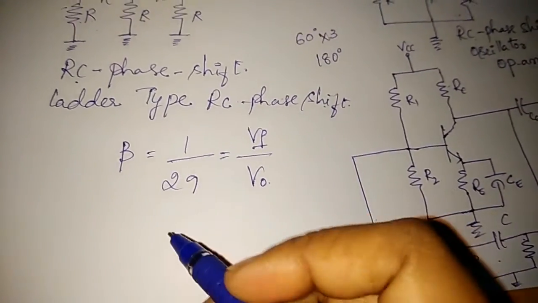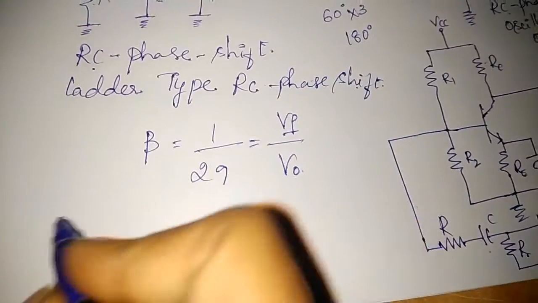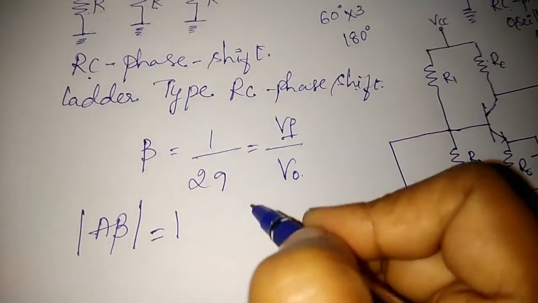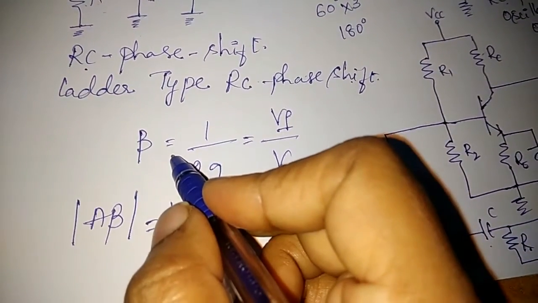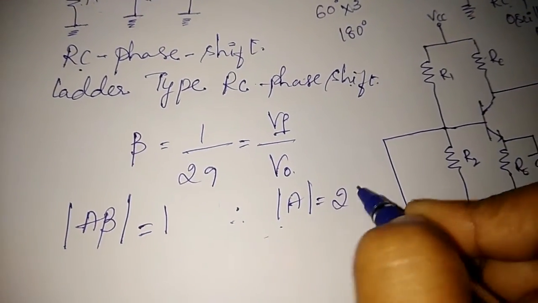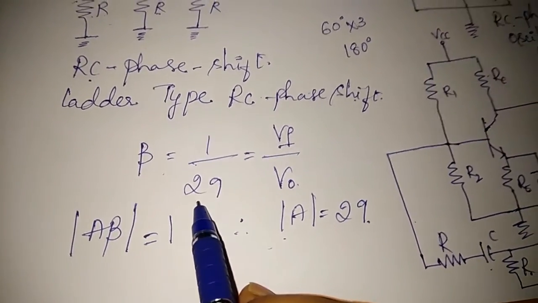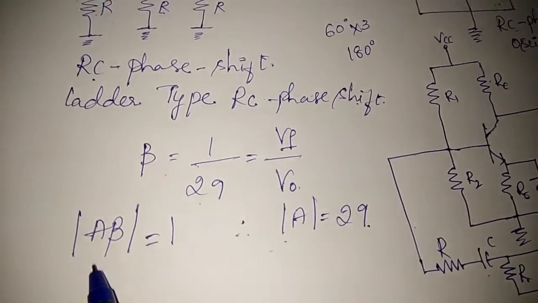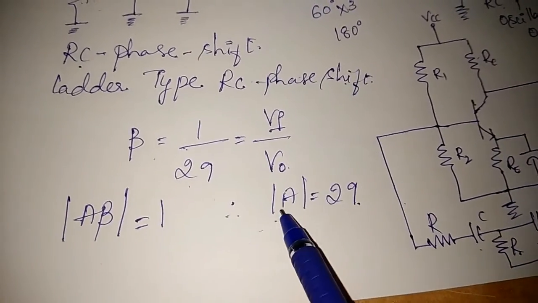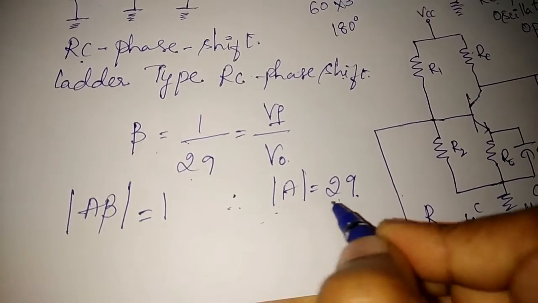Okay, so to meet the conditions for oscillations, that is by Barkhausen criteria, to get the sustained oscillation it should have A beta equal to 1. Therefore, if you take beta equal to 1 by 29, the magnitude of the gain should be equal to 29. To meet the Barkhausen criteria, the other condition will be having a gain equal to 29. So the voltage gain of the amplifier must be equal to 29.